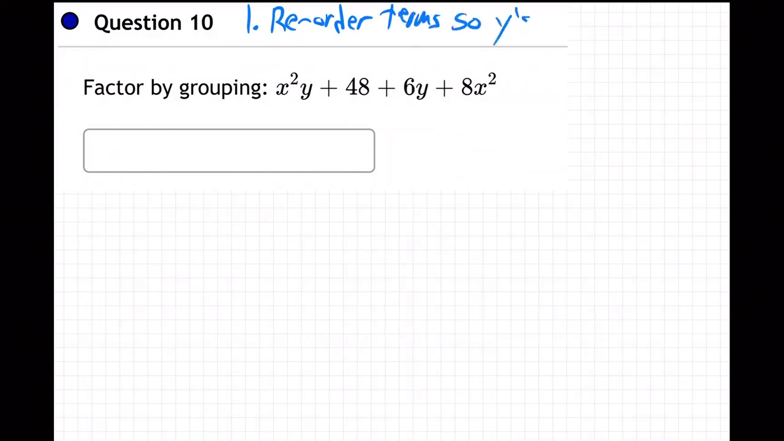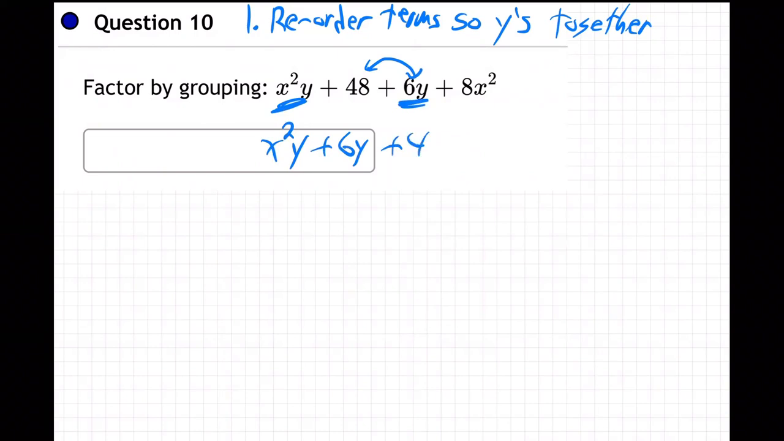So the y's are together. In other words, I'm going to switch the order on these two. Why? Because I want this term and this term to be next to each other. So we get x squared y plus 6y. And then over here, oh, actually, you know what? Yeah, that'll be fine. Actually, yeah. And then let's put the 48.